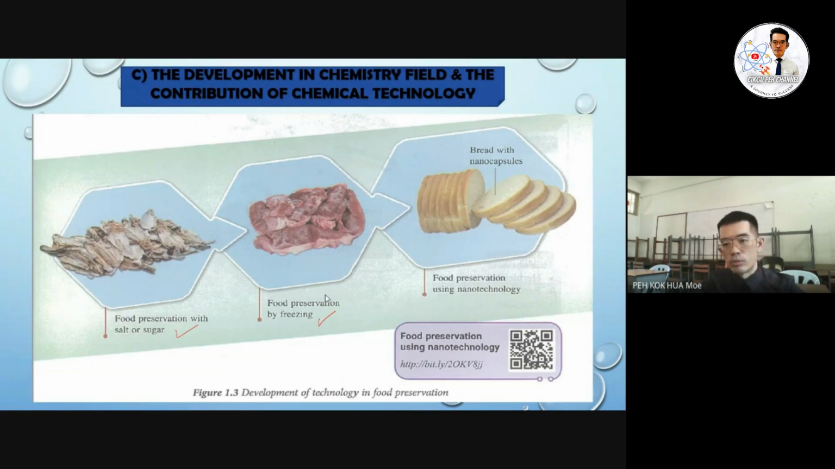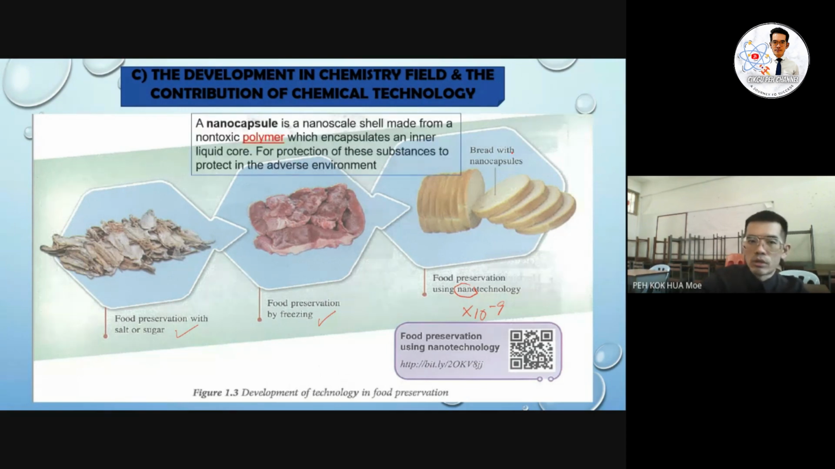And you can see the next will be food preservation using nanotechnology. So nano, if you read physics, is a size smaller than 10 to the power of -9. So here the picture given is bread with the nano capsule. So what is the nano capsule? I searched on the internet, and this is the information we get: a nano-scale shell made from a non-toxic polymer. So that means this is actually a coating layer above the bread.